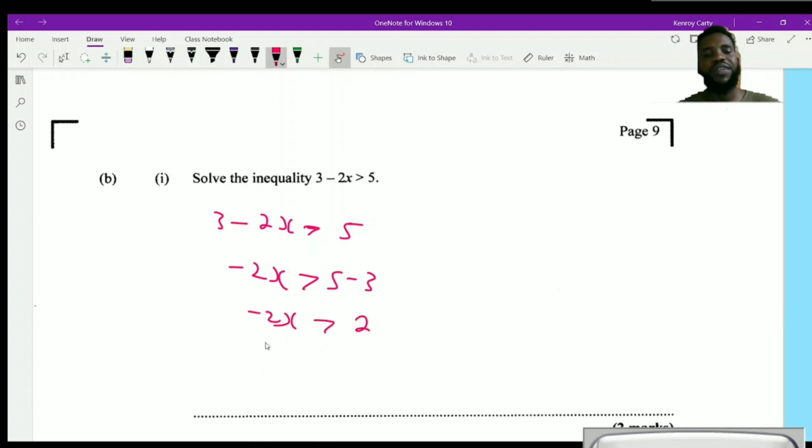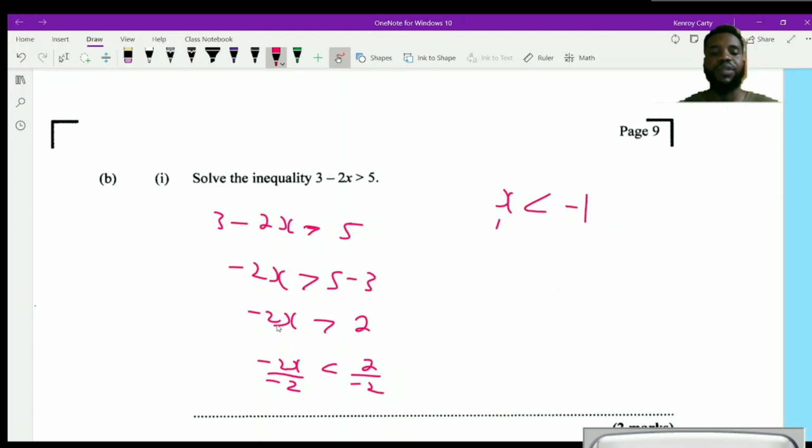Now, notice what happens whenever you divide. Notice this side is greater, but I'm going to divide by a negative, which means it's going to change sign, and this side is going to become less. So I'm going to have negative 2x over negative 2. Because we divide by a negative, the sign becomes less than 2 over negative 2. So x is less than negative 1.